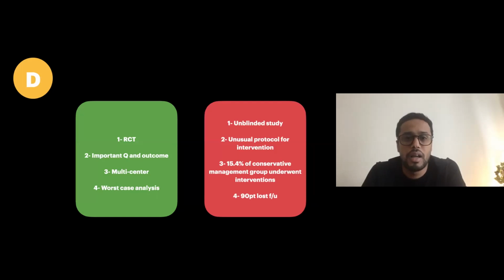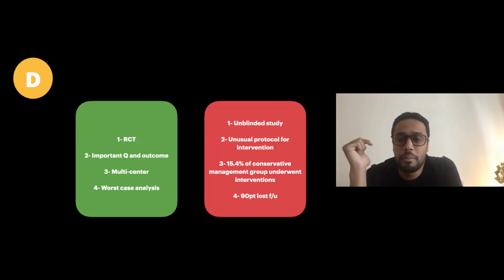Now, what I like about this study, again, it was an RCT with an important question and outcome. It was multi-center, and they used a worst case analysis to compensate for the loss of follow-up. On the other hand, there were some limitations. It was an unblinded study. They used an unusual protocol for the intervention for the chest tube.